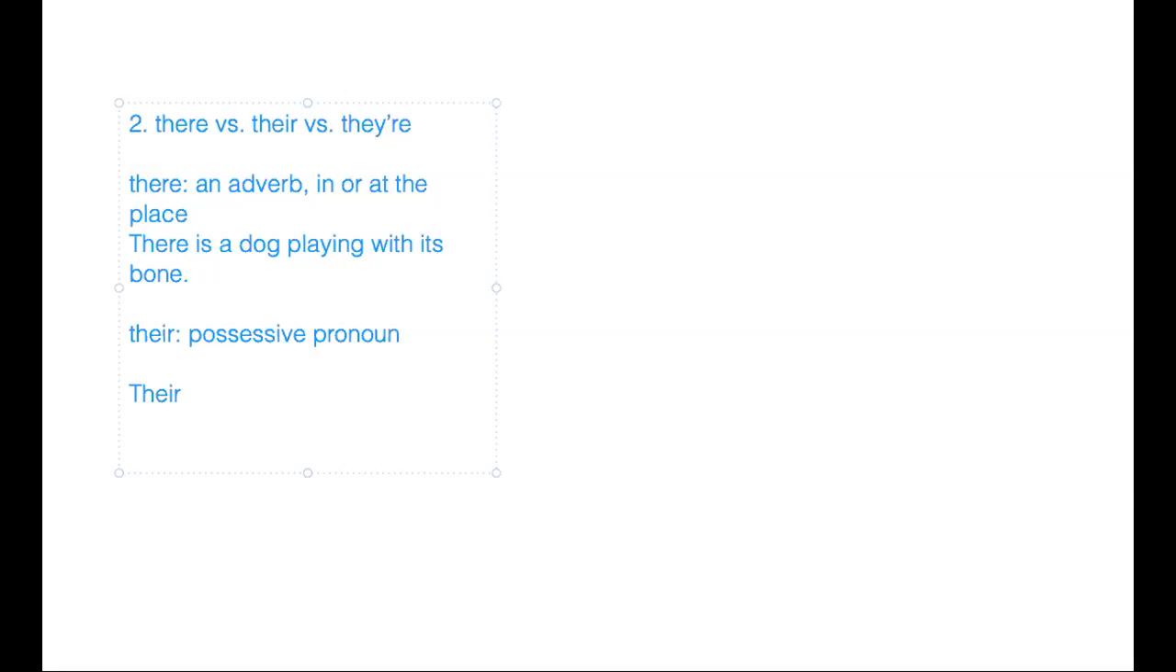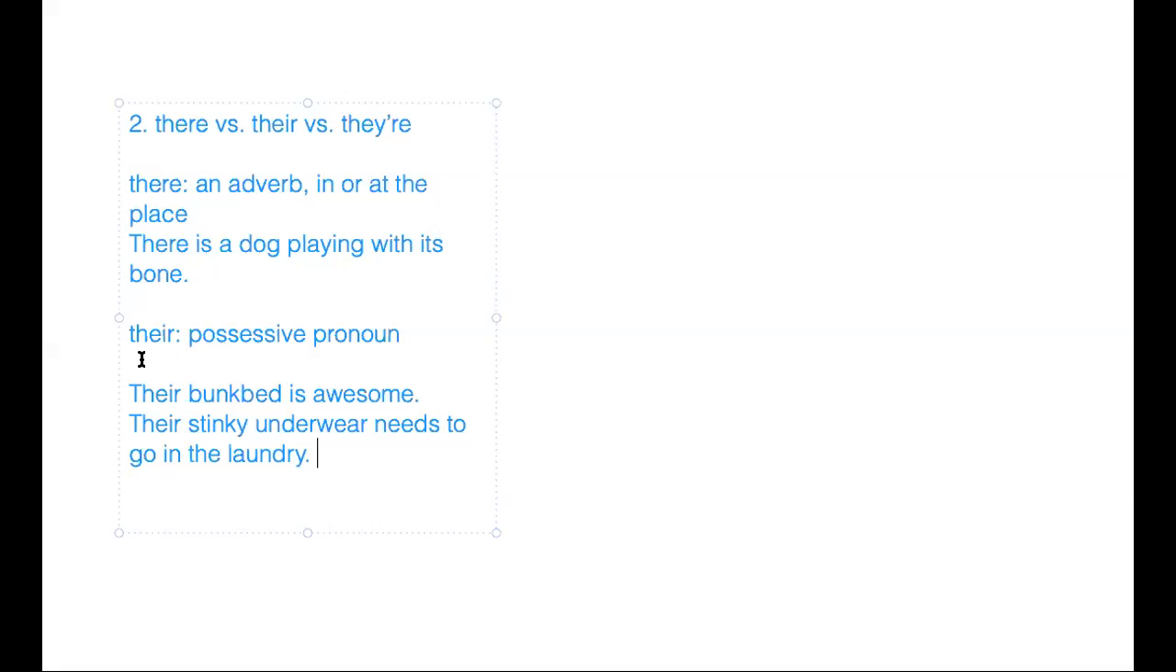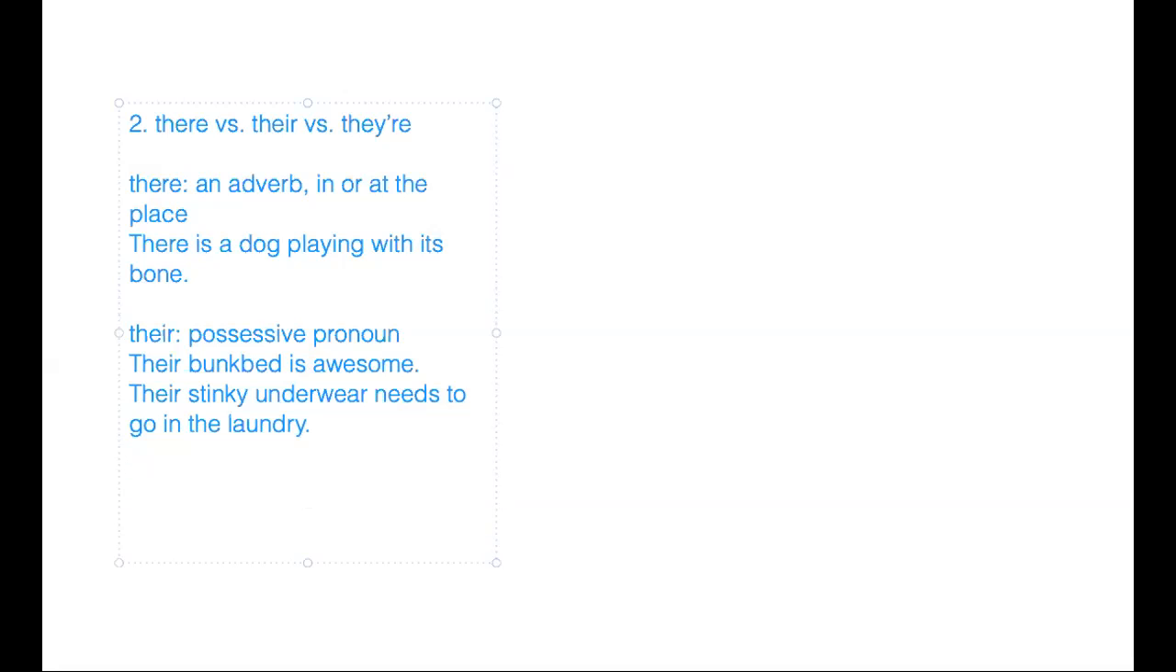Right now, for possessing, we're going to use this one about owning something. So what could they own? Their bunk beds. Their bunk beds, or their bunk bed is awesome. Maybe it has a slide or something. So we're talking about something that belongs to somebody else, like their stinky underwear. Yes, that is a fabulous example. Very nice. So that's the second kind of their, when we're talking about someone possessing something, someone has something.